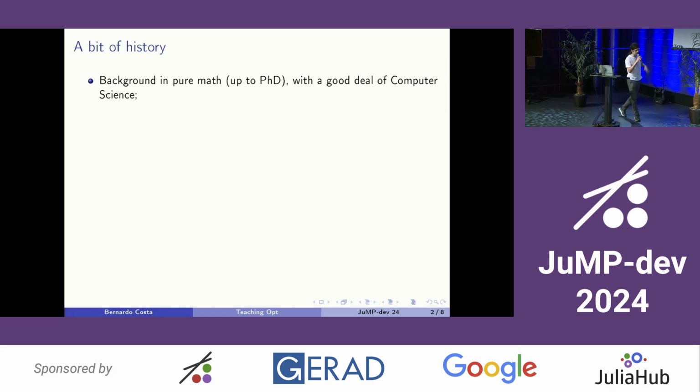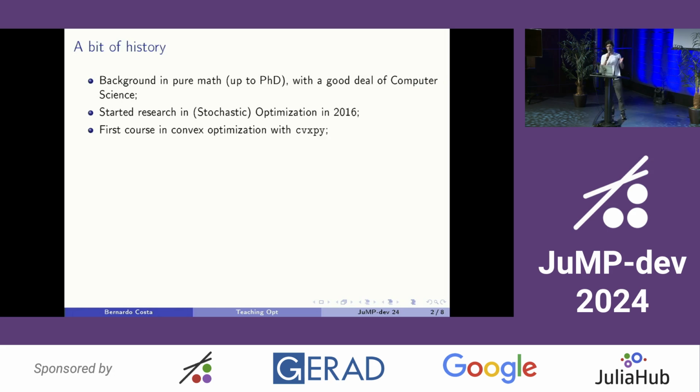Just to give you a bit of context, I did my PhD and everything leading to it in pure math. So I'm not exactly someone from computer science, although I love that a lot and I studied it, but that was not my focus. I moved to optimization and stochastic optimization in 2016, and that's the same year I taught my first course, in convex optimization. Because it was convex optimization and I was more familiar with Python, and I had already taught some courses in Python, I chose cvxpy, which seemed very reasonable for the course.